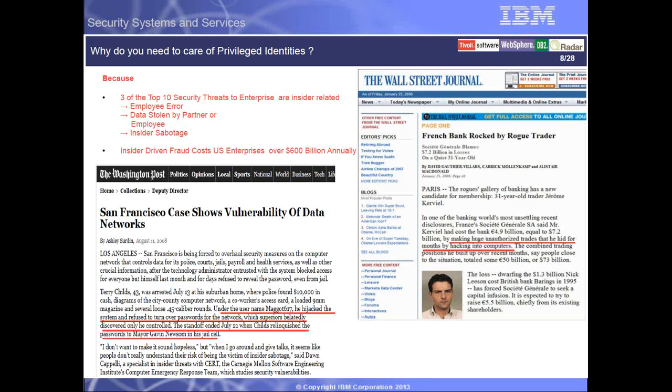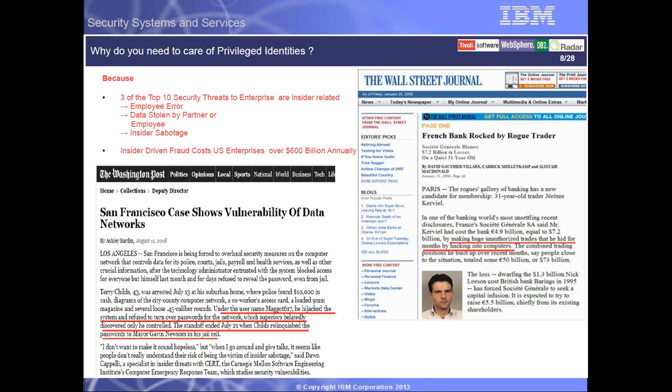Now, why do we care for privileged identities? Because 3 of the top 10 security threats to enterprise are insider related. Either employee error, because it could be skill level, or data stolen by a partner or an employee who is terminated or still has access to the environment. Insider sabotage. Insider-driven fraud costs U.S. enterprises around $600 billion annually. So that's a huge amount.